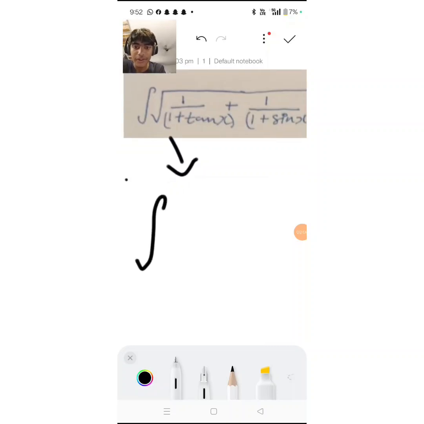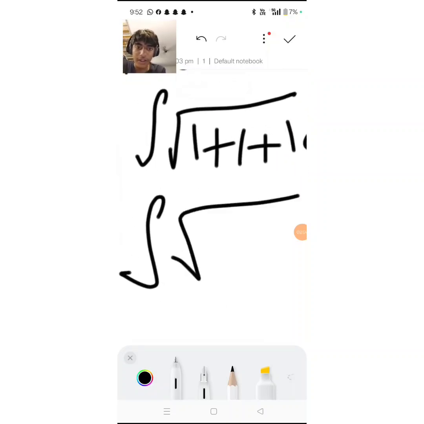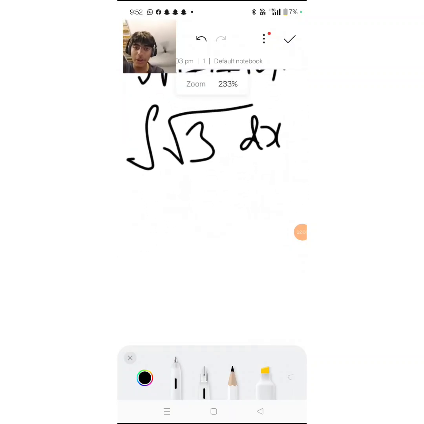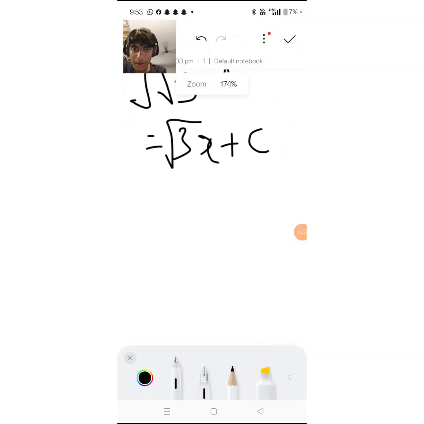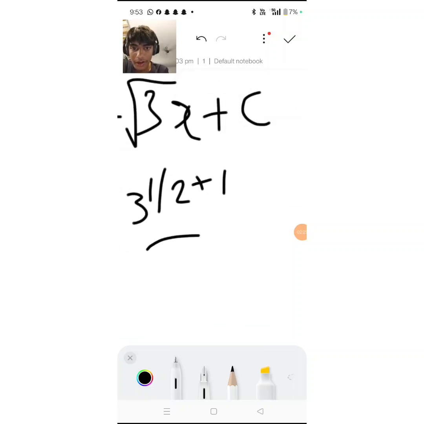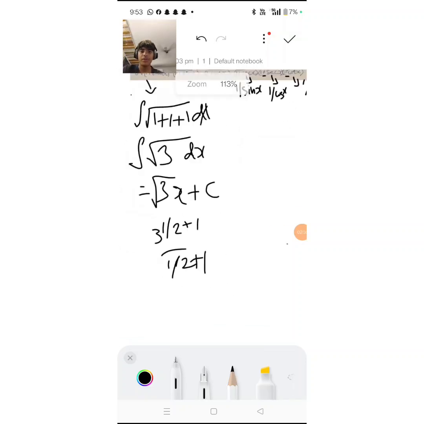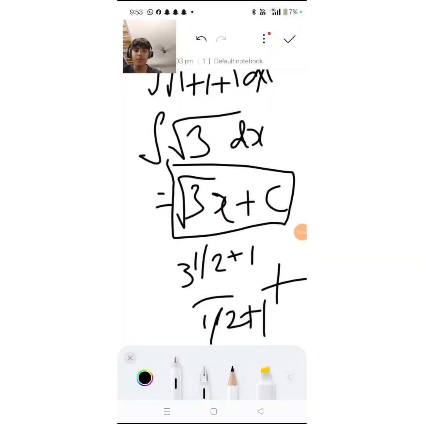So you're just left with the root of 1 plus 1 plus 1 dx, which is just the integral of 3 dx. Now you know that whenever you have a constant of integration, all you need to do is write root 3 x plus c. Or if you want to really write it like this, you can say 3 to the power half plus 1 divided by half plus 1, plus c. Anything you want, and this you can simplify, or you can just write it like this. This would ultimately be your final answer.